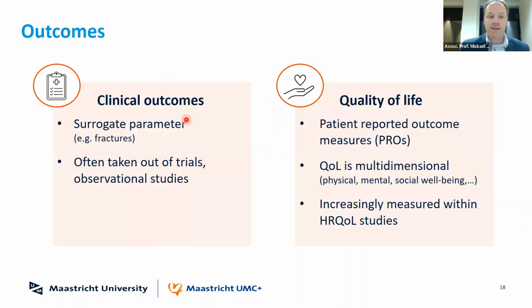So we have the cost, and then we have the outcome. There are two ways to measure the outcome of an economic evaluation. We can look at the clinical outcome, which is typically fractures that we get from a trial, but we more commonly use quality of life measures with patient-reported outcomes. And quality of life is nowadays increasingly measured within these health-related quality of life studies.